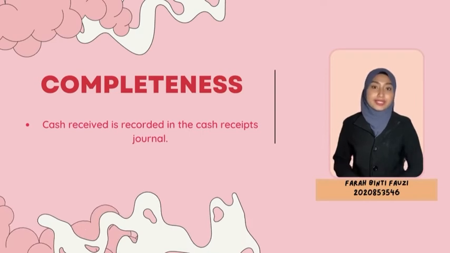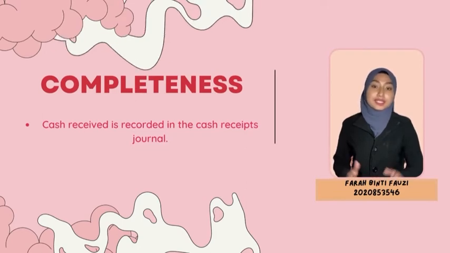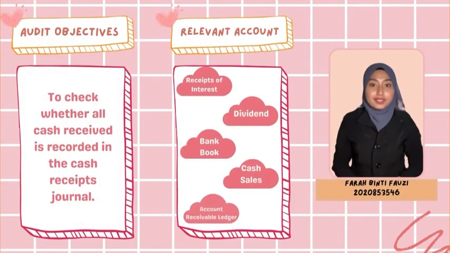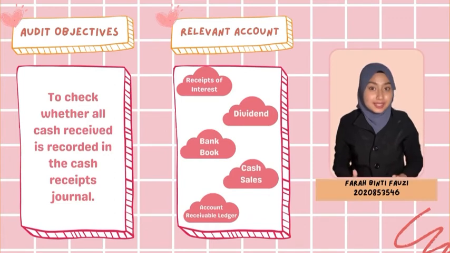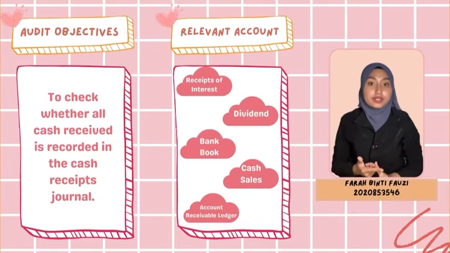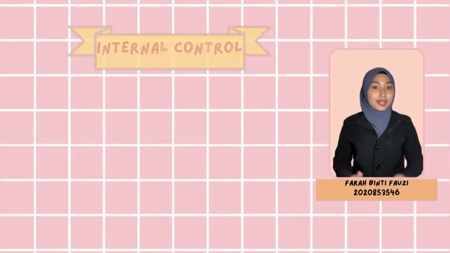Move on to the next section in cash receipts, completeness. Completeness means cash receipt is recorded in the cash receipt journal. The audit objective of completeness in cash receipts is to check whether all cash receipt is recorded in the cash receipts journal. On the other hand, there are 5 relevant accounts which are receipts of interest, dividend, bank book, cash sales, and account receivable ledger.